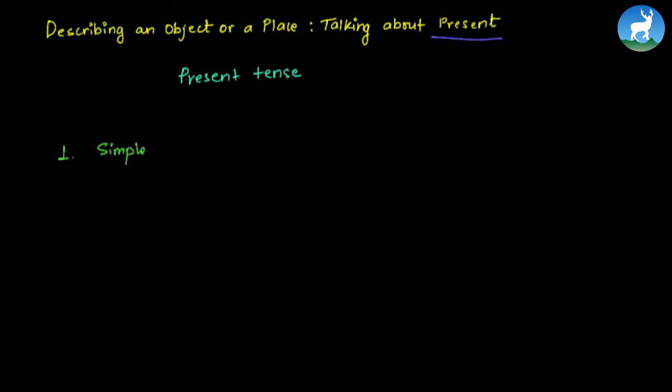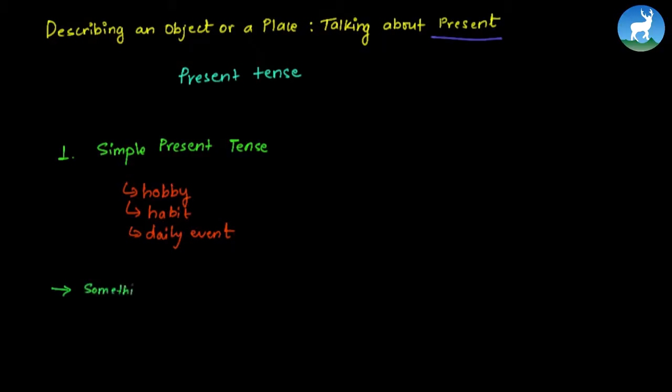We use simple present tense to talk about actions that can be a hobby, habit, or a daily event, etc. Basically, we use simple present tense to talk about something happening regularly in the present. For example, first let me write down: we use simple present tense to talk about something that's happening regularly in the present.